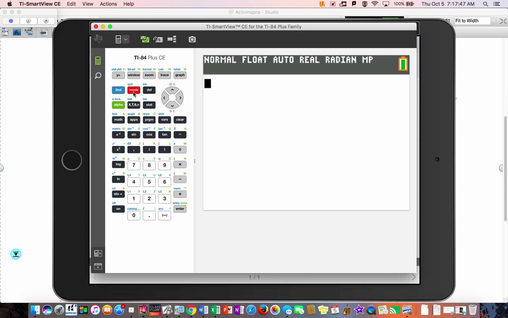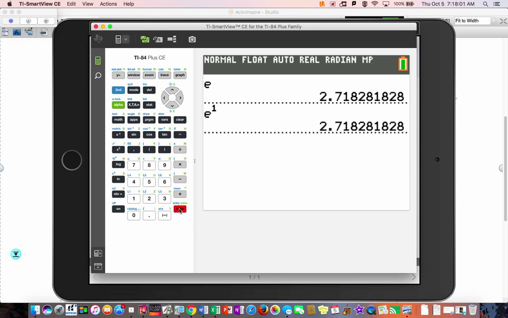So on our graph over here, another way to get e is to do second divide. You can hit enter, or you can hit second ln and raise it to the first power. But you'll notice that it's a crazy irrational decimal. It just goes on forever. That's why it gets its own symbol like pi.